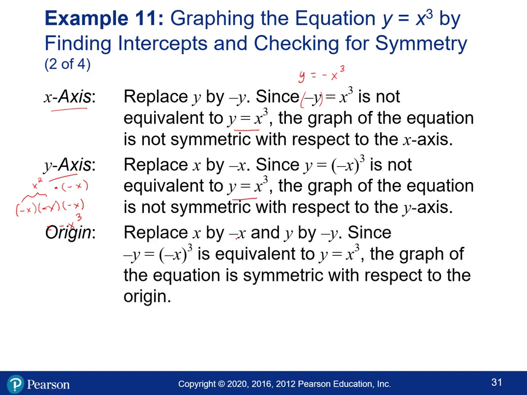And then the origin: if we replace negative x and negative y into our equation, this is equivalent to the original. So notice what you have. You have negative y on the left side. When you cube negative x, you get negative x cubed. So the difference is when you cube this with the parentheses, it ends up still being negative, so you can remove the parentheses. And then if you just divide both sides by -1, or multiply by -1, same thing, you're going to get y on the left and x cubed on the right, which is the original. So there is origin symmetry on this graph.